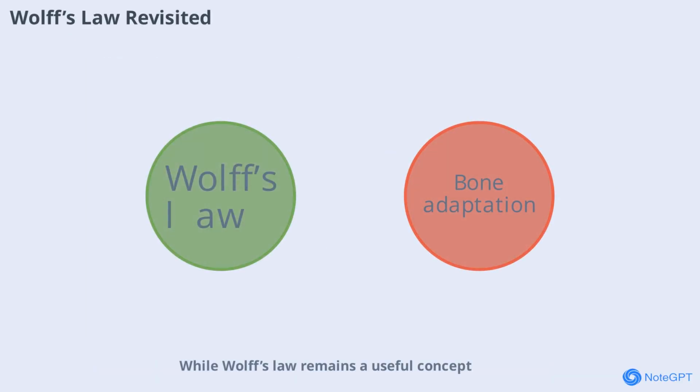Wolff's law remains a useful concept. It's now understood as a pattern rather than a strict law. Bone structure generally follows function, aligning with principal stress directions, but many factors influence adaptation. Genetics, loading history, and biological processes all play roles. Recognizing these complexities helps us better understand bone health and disease.